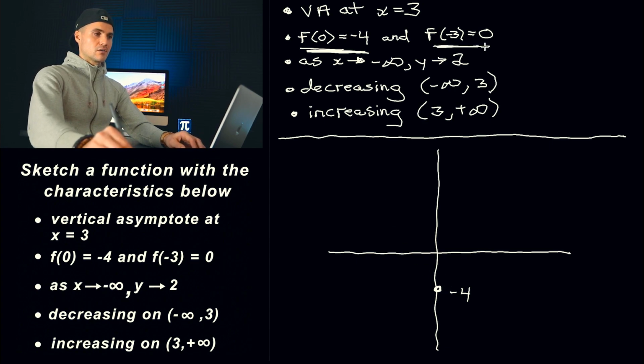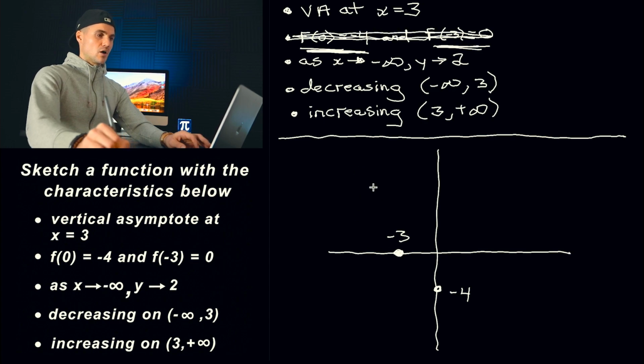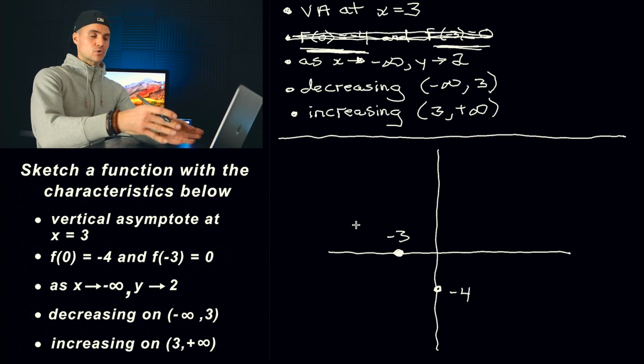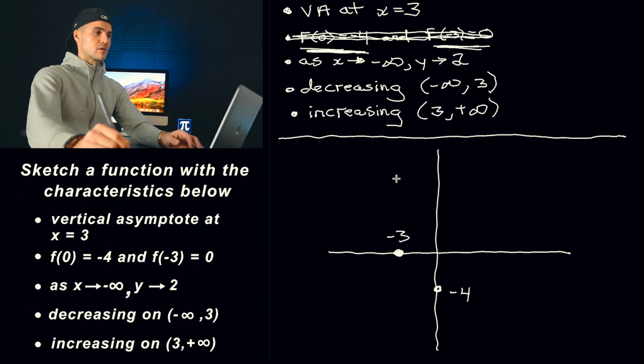And then over here, we got f of -3 is equal to 0. So f of -3 equaling 0, that's like the x-intercept, right? This point is (-3, 0) like that. I'm going to just write -3. Okay, so these are taken care of, right? There's no flexibility on where we could graph these because they're concrete points on the graph.